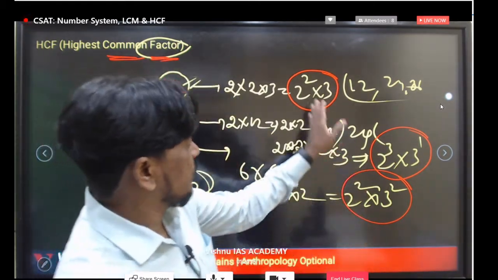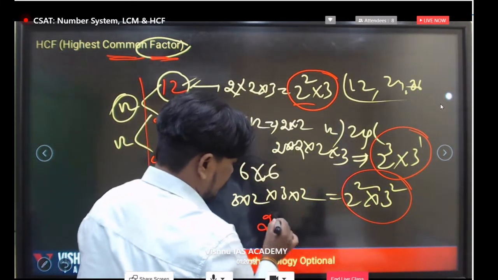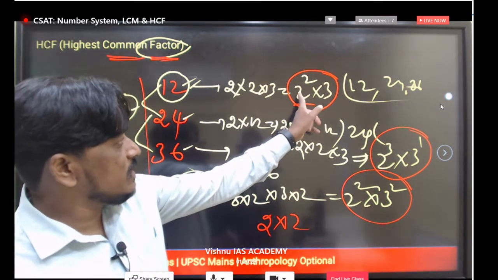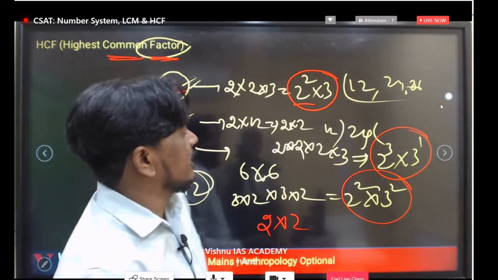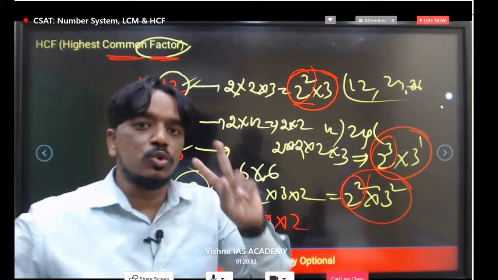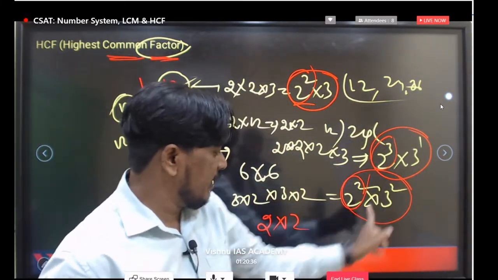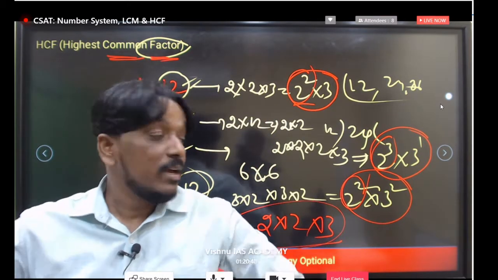If you observe all these, 2 square means 2 into 2. Clear? 2 square is common. Highest common factor we are taking. Minimum how many 2's are we taking? 2 in everything. And 3 is also minimum. How many are we taking? 1. Just multiply this, you will get the HCF.